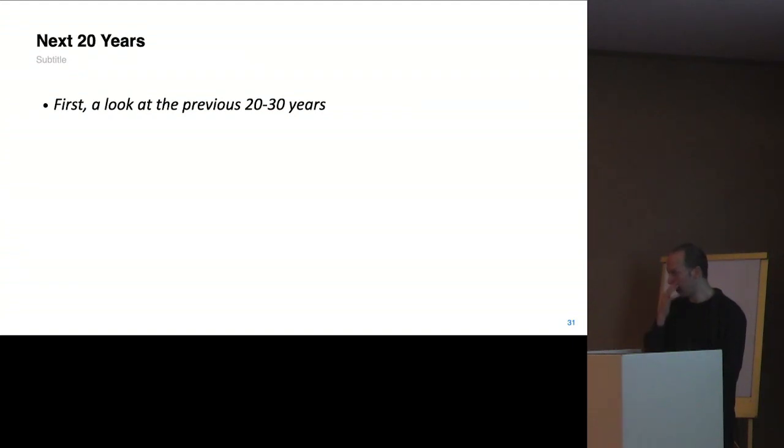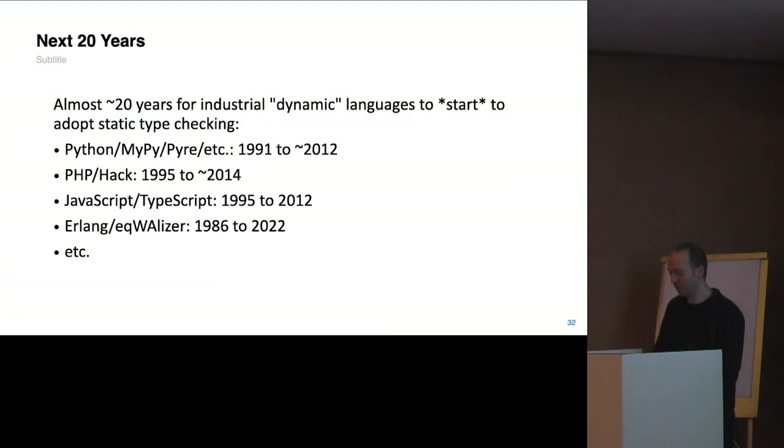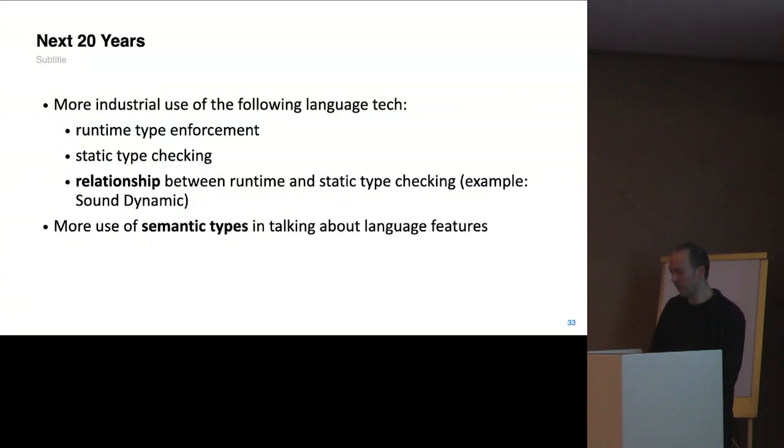And I want to briefly say what I think the next 20 years looks like, which is always very speculative, but I think worth doing. I want to point out that it took about 20 years for us to get here, where the world's most popular industrial dynamic languages are starting to adopt some static type checking with varying degrees of depth. And a few of them have shallow runtime checks or experiments with shallow runtime checks. So I think in 20 years, we'll probably see more runtime type enforcement, deeper adoption of static type checking, but also more work on the relationship between the runtime and static type checks, like the sound dynamic technology.